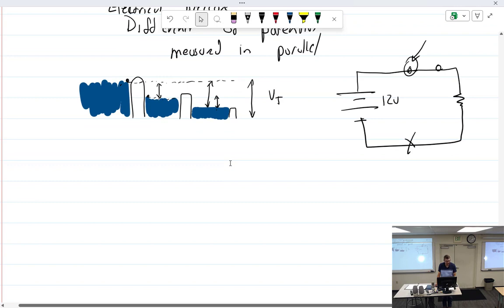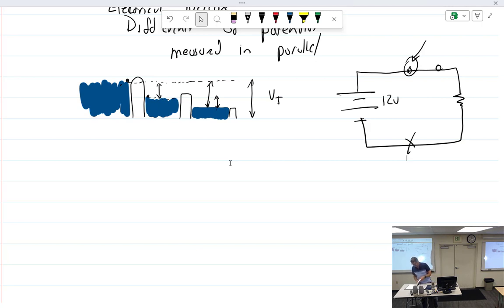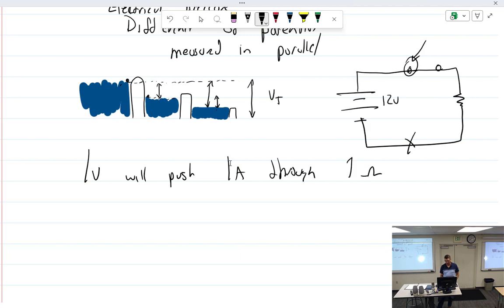Could voltage be considered a ratio? Yeah, why not? So 1 volt will drive 1 amp through 1 ohm. 1 volt will, I'll say, push 1 amp through how many ohms? 1 ohm.